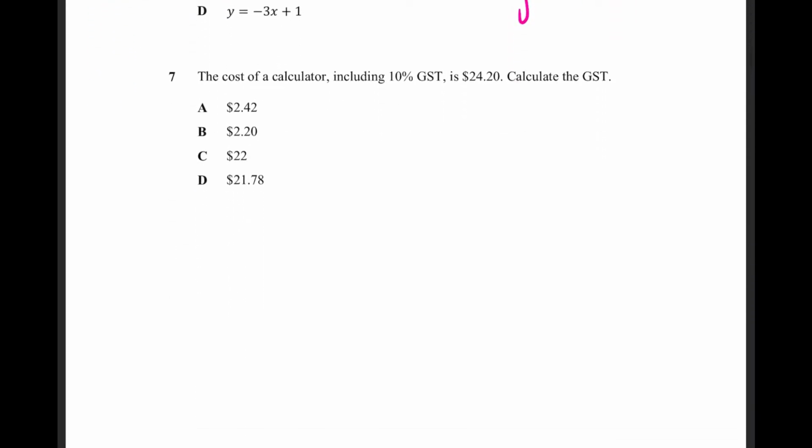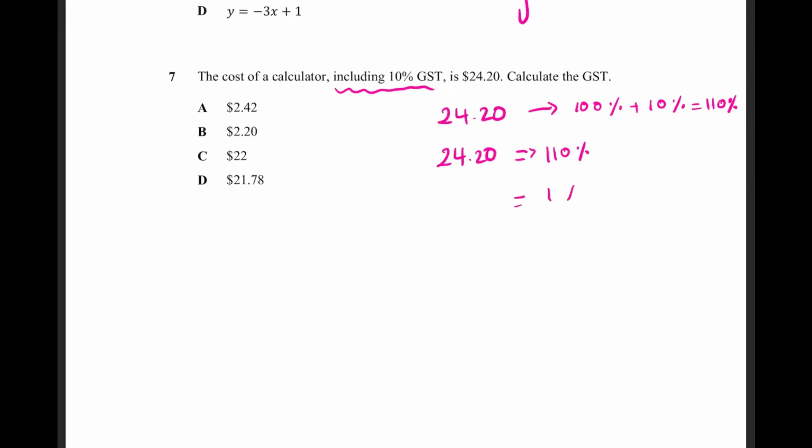Question 7. The cost of a calculator including 10% GST is $24.20. Calculate the GST. So this means the $24.20 is made up of the original price plus GST, which is 110%. I'm going to use the unitary method, and I'll do $24.20, which is equivalent to 110%. I'll just write this out separate.